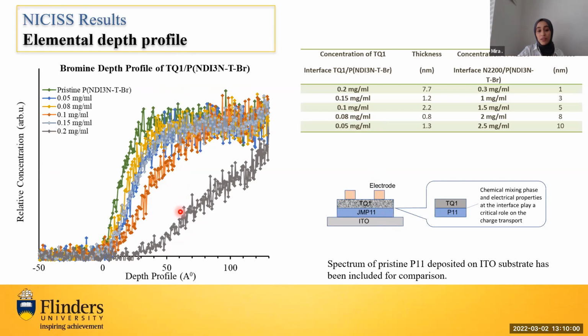to a larger depth, as you can see here, and also a change in the distribution of those spectra. From this shift, we can determine the thickness of the TQ1 layer with respect to the bromine obtained from the pristine polymer, pristine P11. So, for example, if we have a large shift of the depth profile, it means we have a thick layer on top of P11.